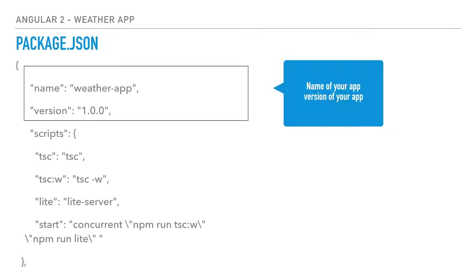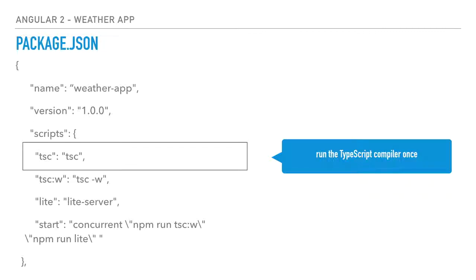So let's go step by step. Okay, so we have the name. This is super important. This is the name of your app. If you want to call it products app, weather app, Facebook 2 app, and so on, this is it. We have the version. We can increase this every time that we have a new release of our product.